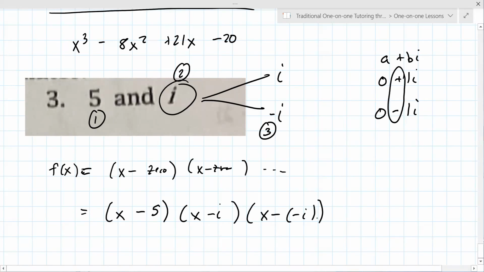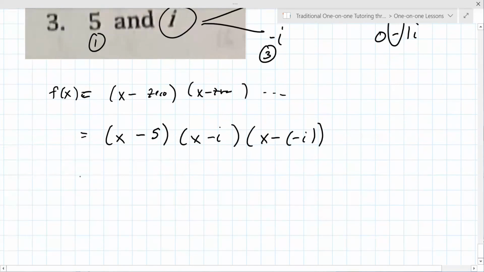Let me know if you want me to cover this again, because this is critical. The rest is just a repeat of what we did in the previous problem. No, yeah, I understood that. So this is x minus 5, x minus i, x plus i.